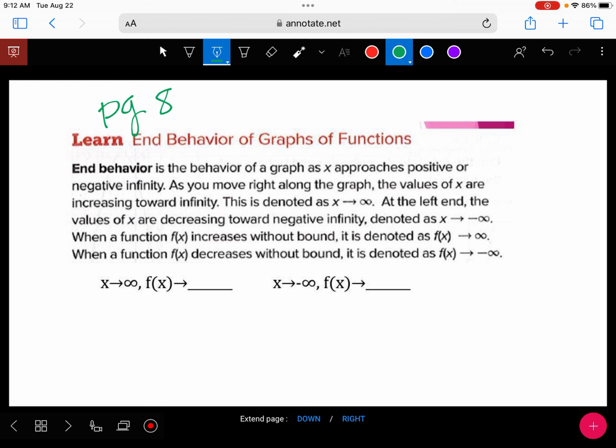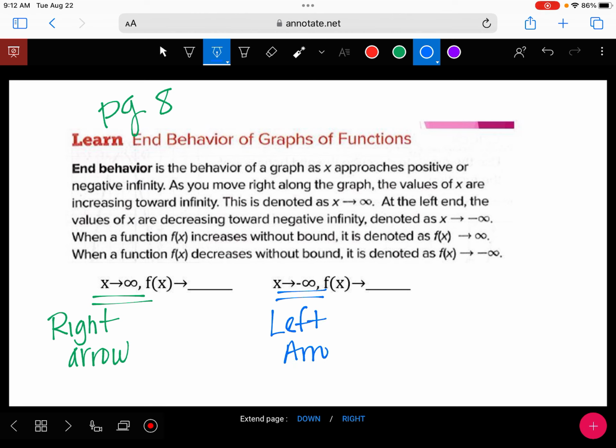So end behavior is the behavior of the graph as it approaches positive and negative infinity. So when we say x approaches positive, this is referring to the right arrow, because that side is where x is positive. And then x approaches negative, that's the left arrow. And what we're asking is the graph going up or is the graph going down?